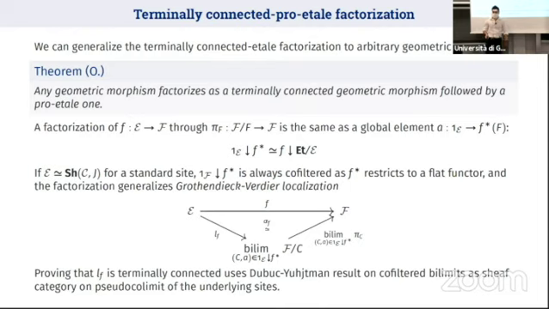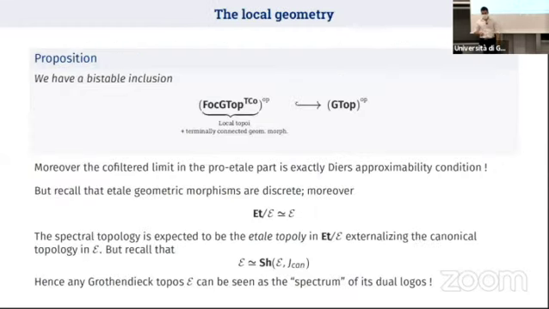And then you can look at the co-filtered B limit of the étale geometric morphisms under those global elements, and you can prove that the left part is actually terminally connected by using a formula by Dubuc and Yurtman about co-filtered B limits of Grothendieck topoi. So, this gives you the expected stable inclusion I promised you, which is the inclusion of local topoi and terminally connected geometric morphisms into Grothendieck topoi.